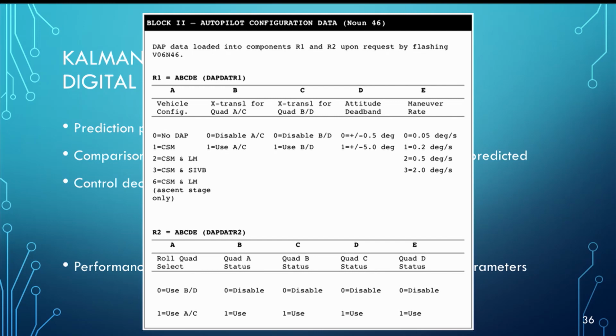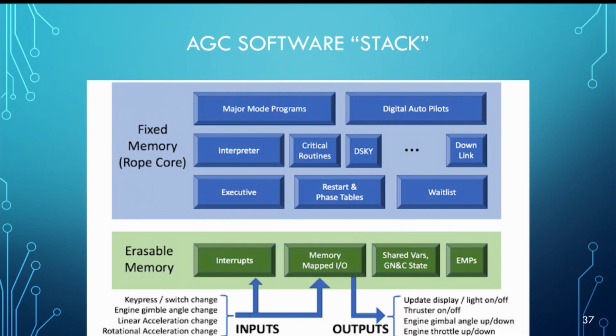And this is an example of some of the data cards that the astronauts would have memorized. For example, they could control how fast the digital autopilot would rotate the spacecraft with this particular parameter: 0.05 degrees per second, 0.2 of a degree per second, all the way up to 2 degrees per second. So before they'd do a burn, they'd program all this stuff in. It's essentially a big parameterized piece of software that would run. That's somewhat similar to the way we do performance portability today. So I won't get into the details of the AGC software stack itself.